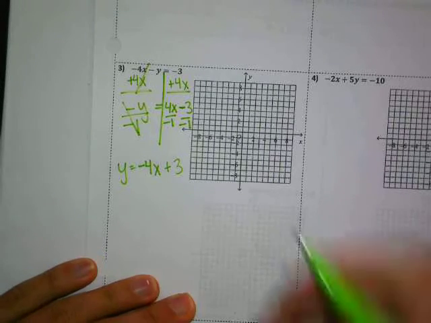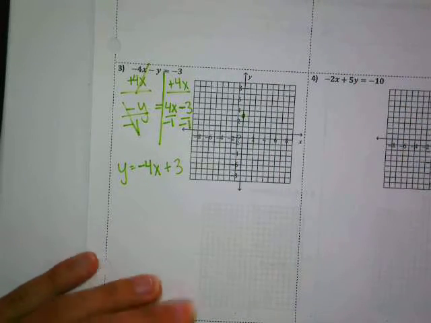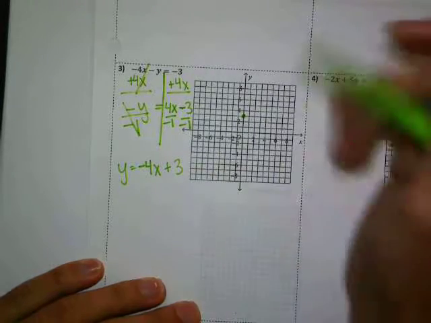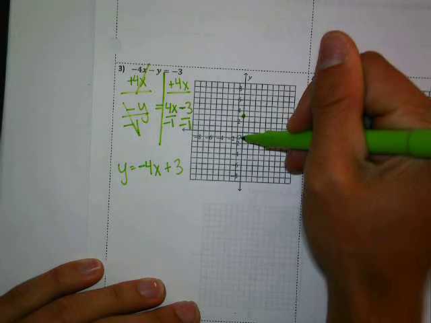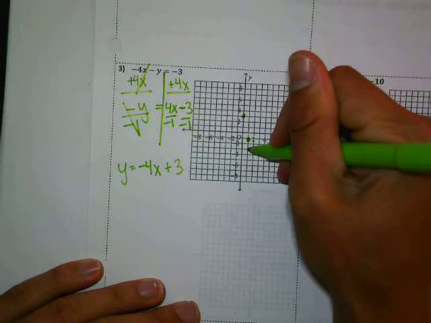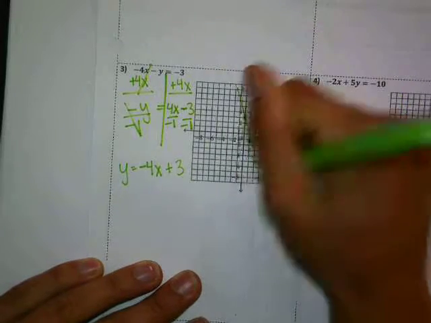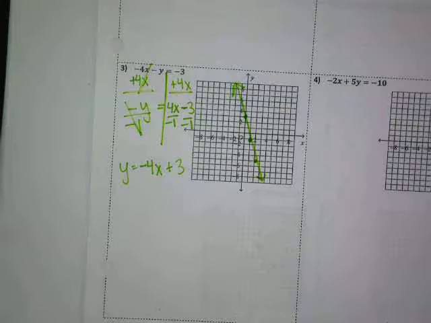Okay, now you can graph it. You're going to start at 3, because that's the starting value. And your slope is negative 4. So from your starting point, you're going to go down 4 because it's negative, and over 1. All right, any questions?